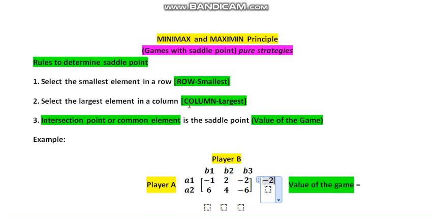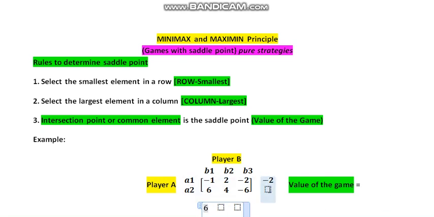Now the second rule: select the largest element in a column. For a column, it has to be the largest element. Now for a row, it has to be the smallest element, right? So for the column, what we have here is minus 1 and 6. Which is the largest element here? It is 6, right?